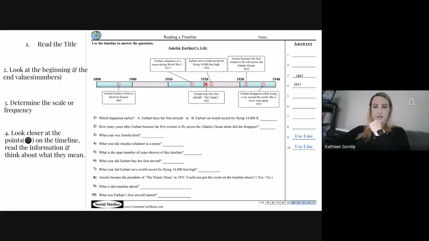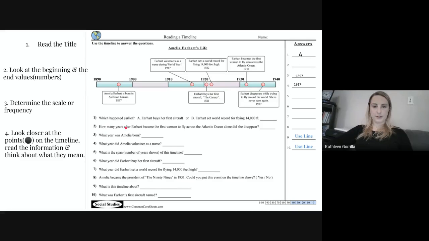Now let's see what the next dot says. Earhart sets the world record for flying 14,000 feet in 1922. So I know that she bought her first aircraft, I know that that came first or happened earlier because that year is 1921 and then the next year is 1922. And the smaller number means it happened first or it was earlier. So I'm going to put A for my answer.